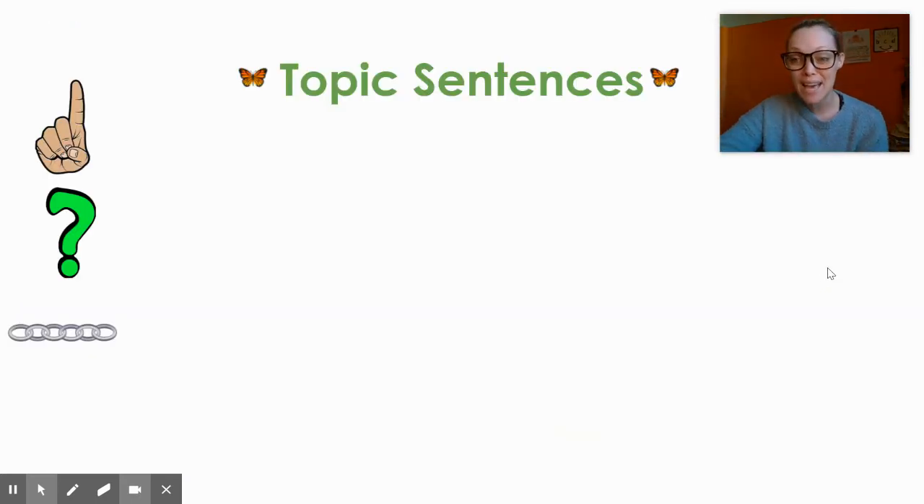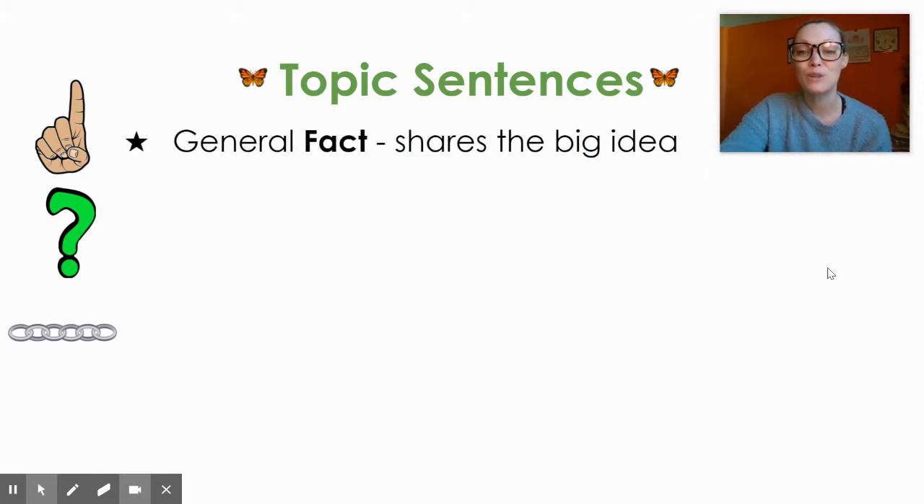We have 3 types of topic sentences we're going to learn about throughout this week. The first one is a general fact. Say general fact. Yeah, general facts. It shares the big idea. Repeat after me. Shares the big idea. Yeah, that's what a general fact does.